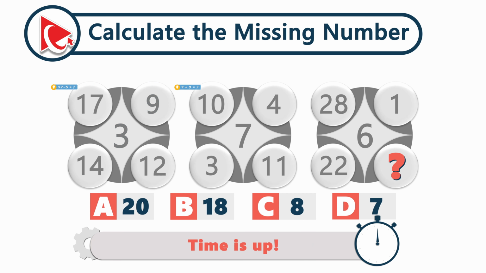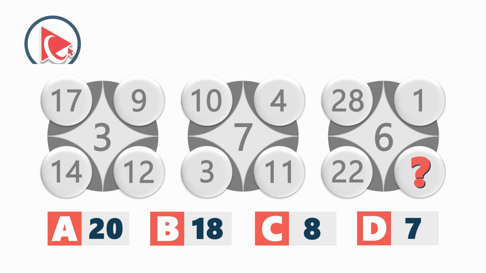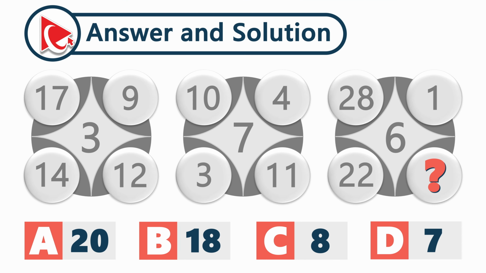Time's up. Have you locked in your answer? Great. Let's go through the solution together, and you will be amazed how simple and easy it is to follow. Remember the hint I gave you? Take a close look at the first shape on the left. 17 minus 3 equals 14. Do you see all 3 numbers in that shape? And what is 9 plus 3? I think you've guessed it.